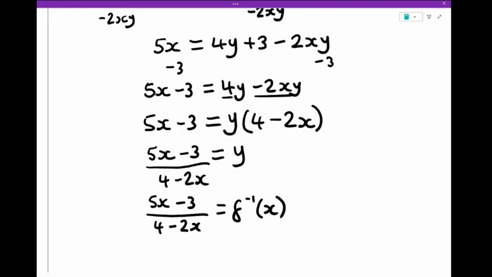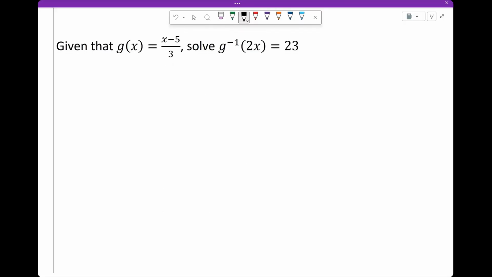Now let's look at solving some equations involving inverse functions. So here's our question. We're given that g of x is equal to x subtract 5 over 3, and we're asked to solve this equation here. So what does that equation actually say? Well, it says that the inverse g of 2x is equal to 23.